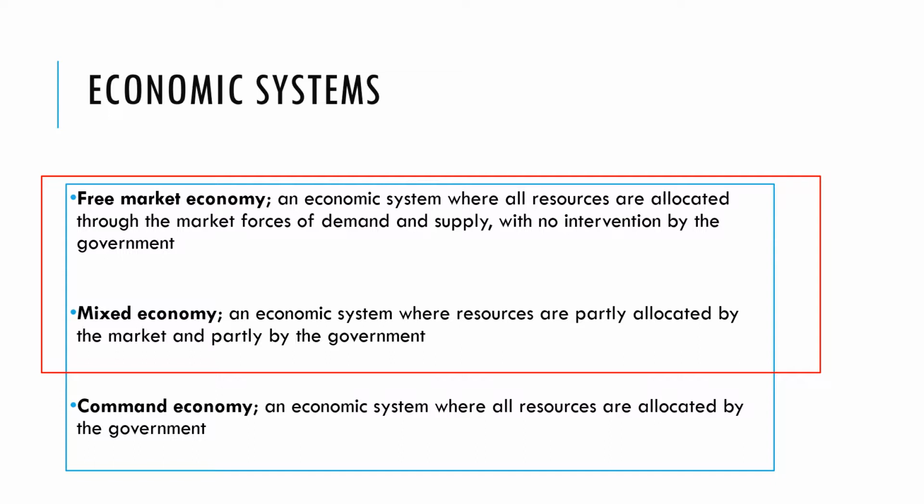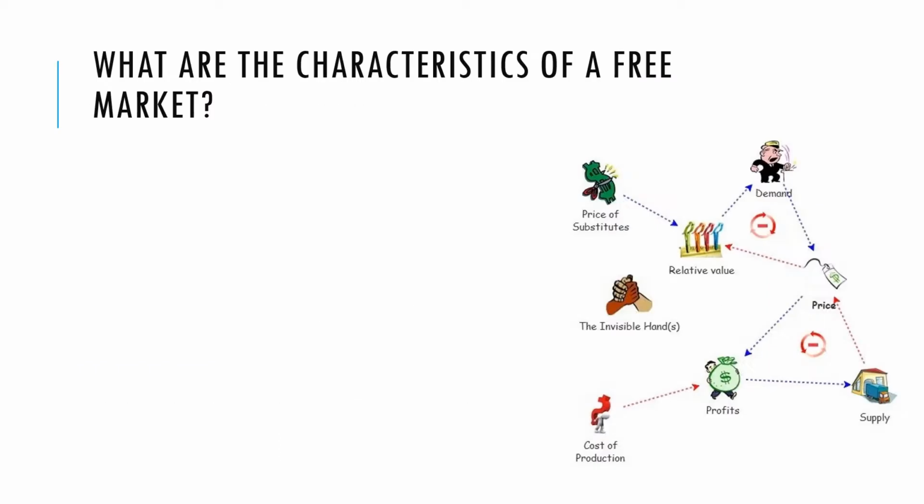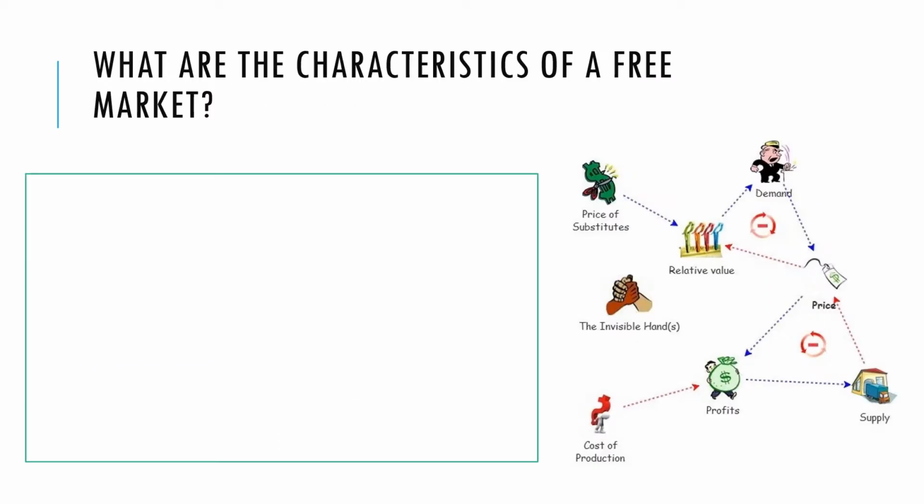But this leads us to making a bit of a decision. On what basis should we use the free market economy, and actually when should governments be involved in this allocation and decision-making process? Well, let's quickly remind ourselves of what the characteristics of a free market are.